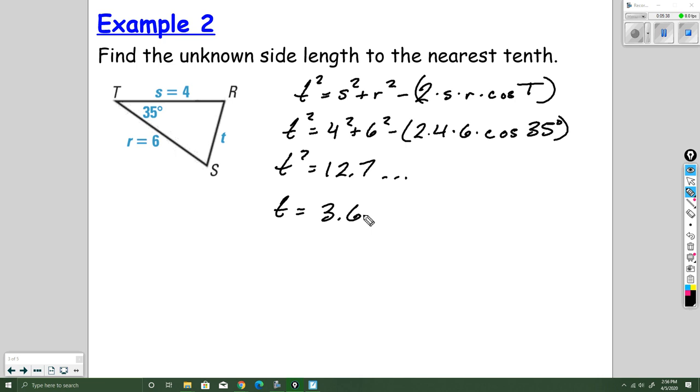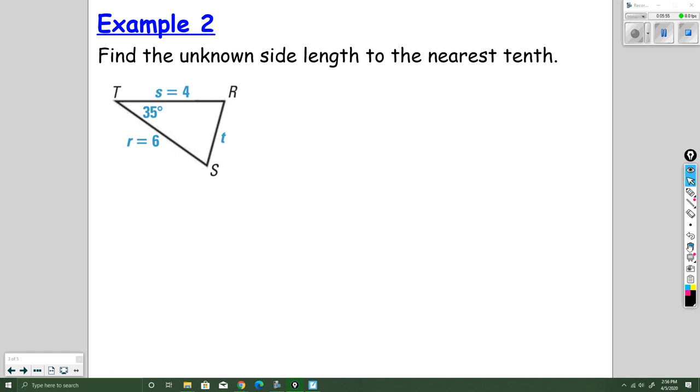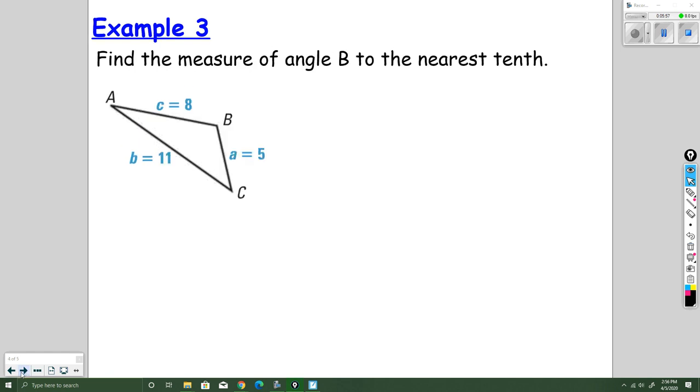All right, so the hardest part of these problems is going to be to find the angle measure. In the next 2 examples, we're going to talk about finding the angle measure. Algebraically speaking, it gets a little bit more difficult, but as long as we're confident in what we're telling the calculator to do, it's not going to be too difficult.